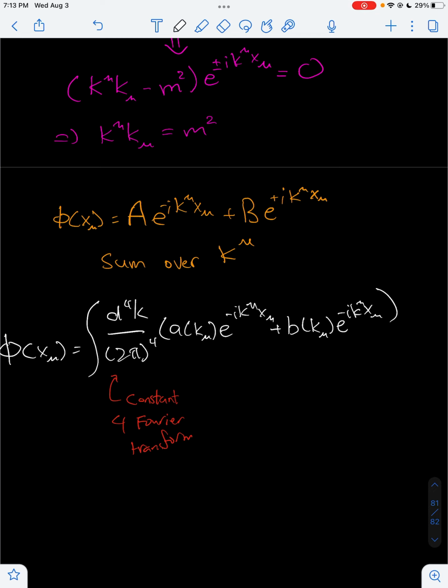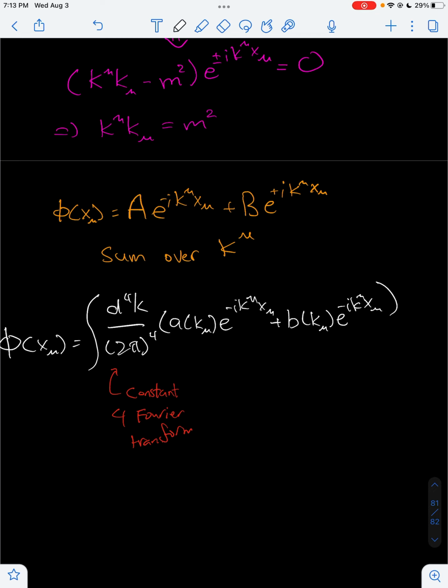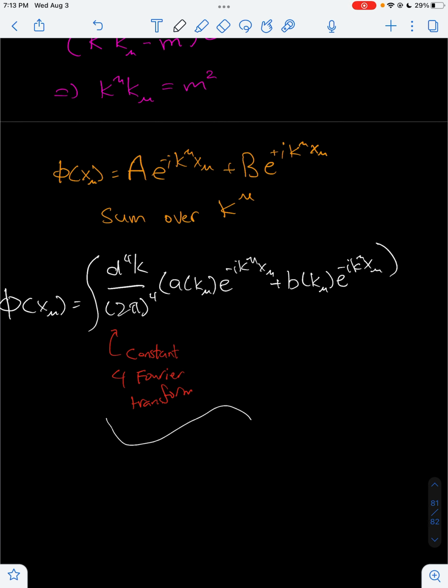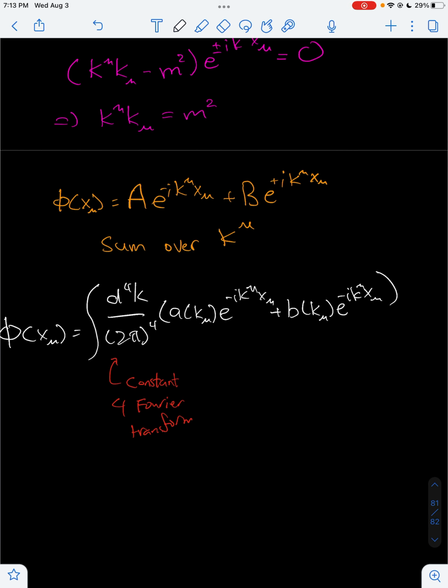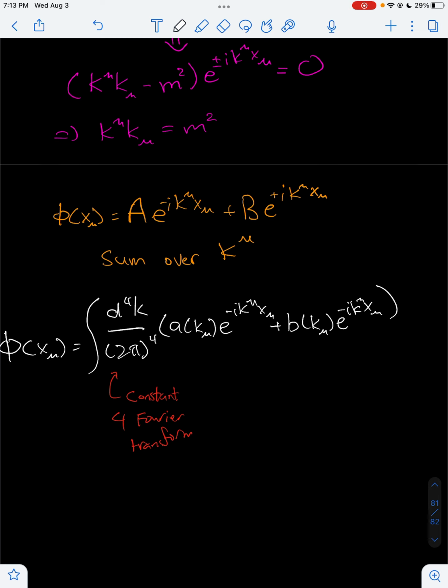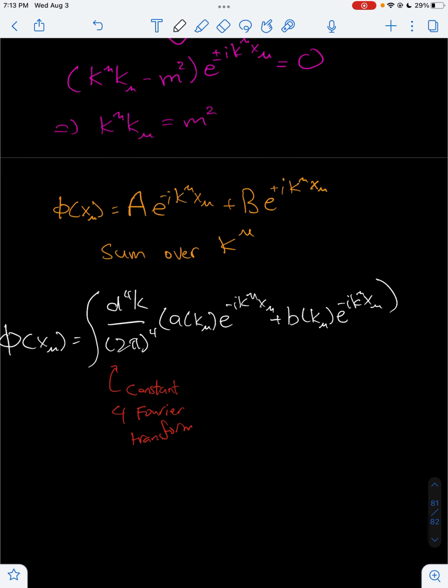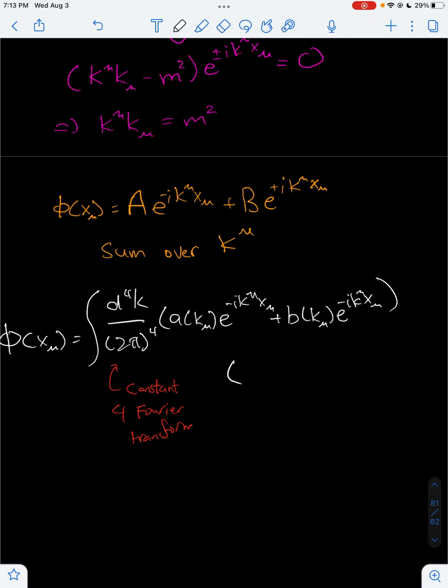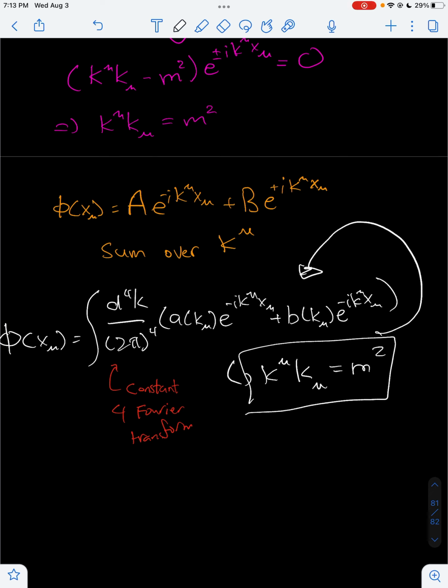And something that I should mention is that there's a small problem with the solution. This solution is correct, right? This is the solution to the Klein-Gordon equation, but it doesn't actually encode the fact that k mu squared equals m squared. Like, we have to say, if k mu squared equals m squared, then this equation is a solution. But how can we write this equation in such a way where we don't have to make that statement?